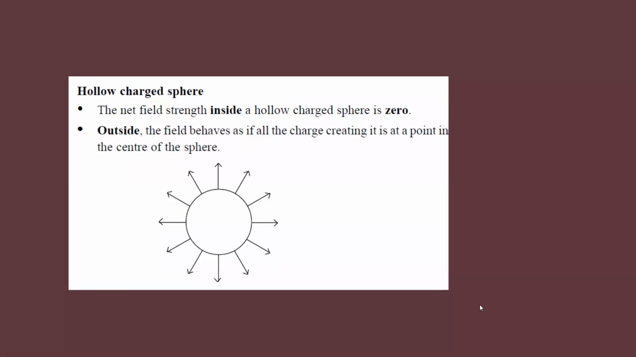So if we have a hollow charged sphere, what's the meaning of hollow charge? It means you have a sphere and the surface of the sphere is charged. In this example, it is positively charged, as you can identify that the field lines are pointing out. Inside there is no charge, so the net electric field strength inside the hollow charged sphere is zero.